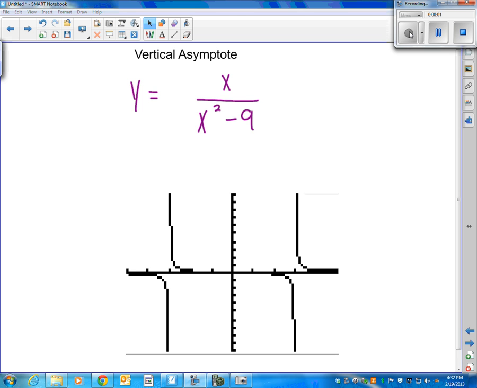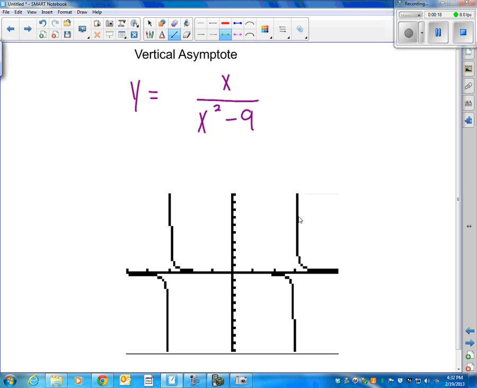In this lesson, it's Chapter 2.6, Example 2 and Example 3. We are going to talk about how to find a vertical asymptote and a horizontal asymptote. So the first thing is, let's just go back over what an asymptote is.